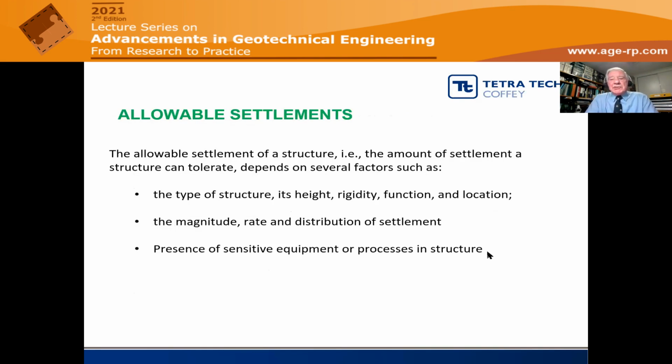In terms of the settlement criteria, the allowable settlement depends, as we said before, on the type of structure, its height, its rigidity, the function and location, how quickly that settlement develops, and the presence of sensitive equipment or processes in the structure. For example, we've had to design foundations for printing presses, and there you have a very limited tolerance to movements and differential movements, so you have very stringent requirements for settlement and differential settlement under those circumstances.